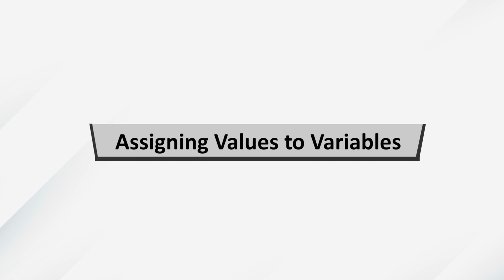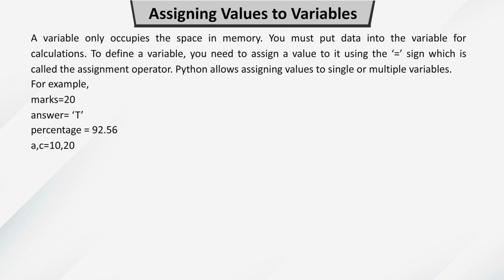Assigning values to variables. A variable only occupies the space in memory. You must put data into the variable for calculations. To define a variable, you need to assign a value to it using the equal to sign, which is called the assignment operator. Python allows assigning values to single or multiple variables. For example, marks = 20, answer = 'T', percentage = 92.56, AC = 1020.